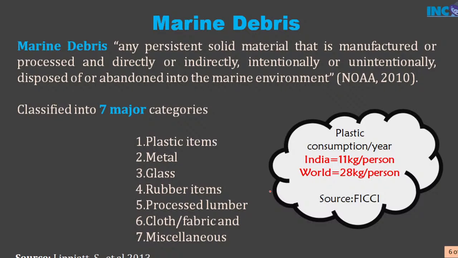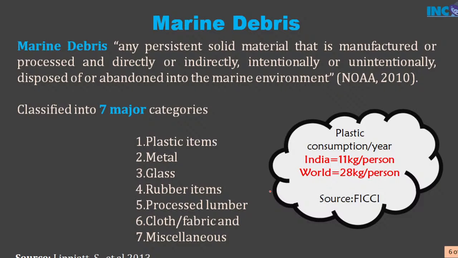If you come to plastic consumption per year, in India it is 11 kg per person, while the world average is 28 kg per person. This is sourced from the Federation of Indian Chambers of Commerce and Industry. If you come to fish consumption in India, the average consumption is less than this plastic consumption. At the world level also it is less than plastic consumption, like 20, but plastic consumption is more, 28. In India, fish consumption is 9 to 10 kg, but here plastic is 11 kg.